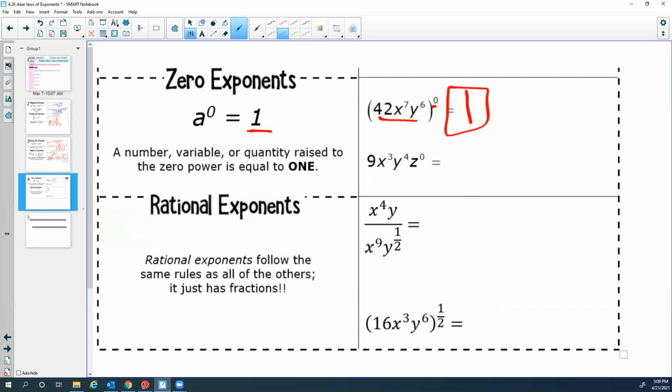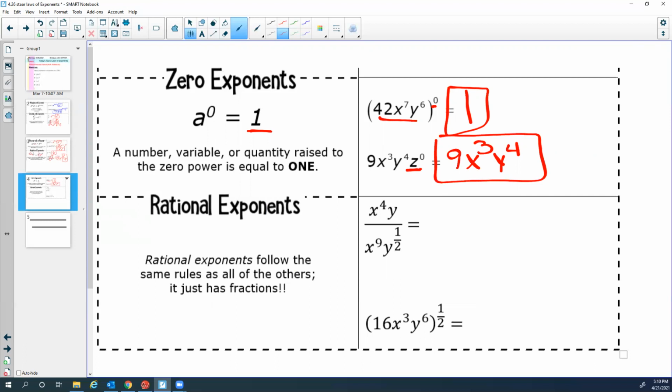But on the second one here, only z is raised to the 0 power. So that means my final answer is just 9x^3y^4. I don't need to include the 1 because anything times 1 is just itself. So that is why this is my final answer.